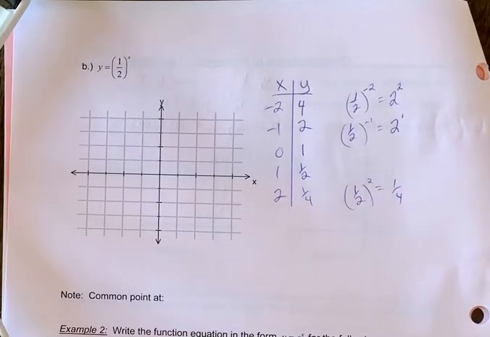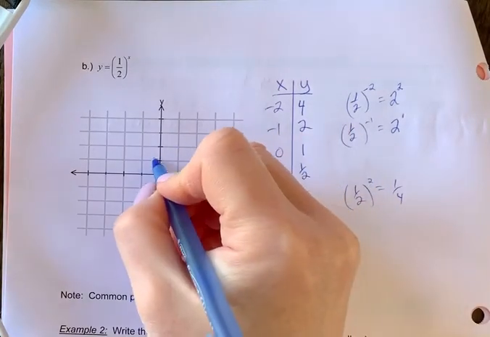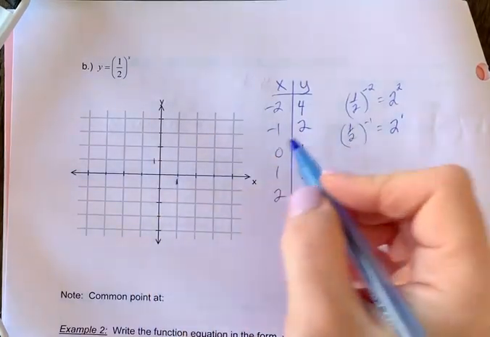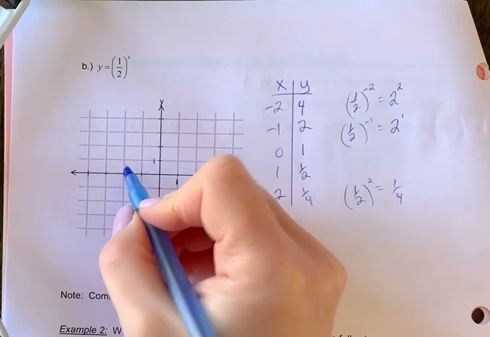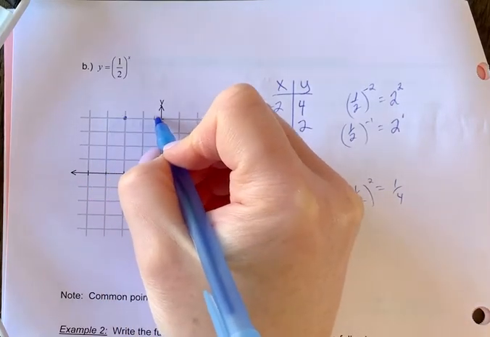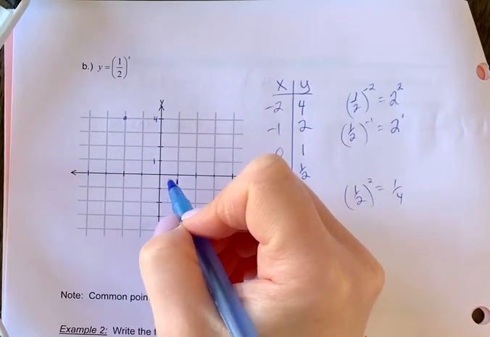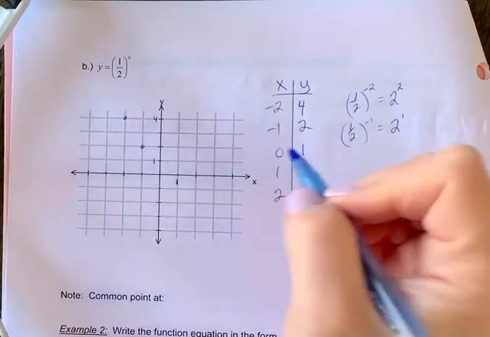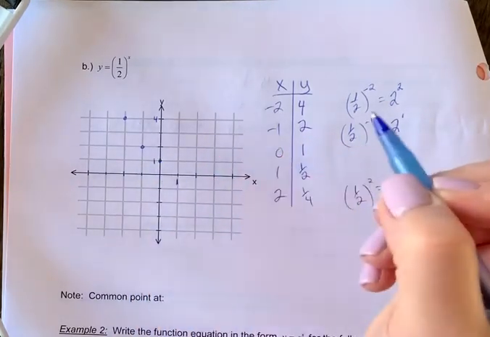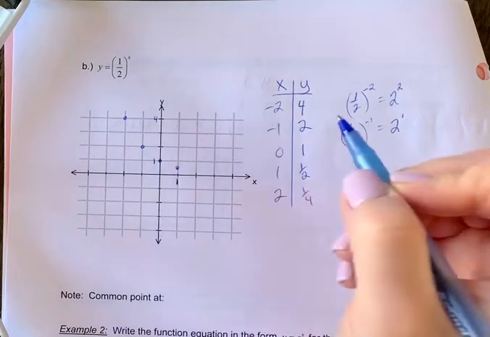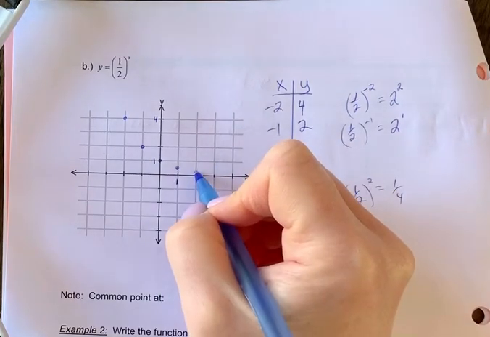Let's plot these points. We need a scale, so we'll put in our scale of 1 and we'll plot each point. So -2 and 4. Good idea to put 4 there. -1 and 2. 0, 1. 1 and 1/2. 2 and 1/4.